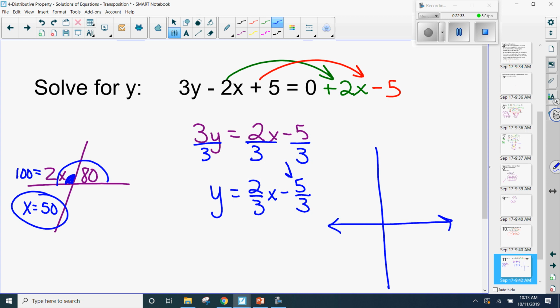And all that says is how to graph it. This constant right there, negative 5/3, is where it's going to cross the y-axis. Then you're going to have a slope of 2/3. You're going to go up 2 over 3, up 2 over 3, down 2 over 3, and you can graph your line very easily. That's the reason you want to be able to solve for y.